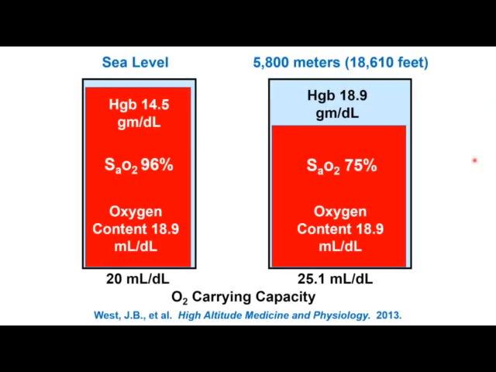So this just gives you an idea of what's going on. At sea level, we have a hemoglobin of 14.5 grams per deciliter, a saturation of 96%, and the oxygen content is about 18.9 mLs of oxygen per deciliter. Oxygen carrying capacity then is about 20. For 5,800 meters, which is 18,000 feet, the saturation is only 75%, but the hemoglobin is much greater. So it turns out the oxygen content is about the same, 18.9. So basically, one protects or preserves oxygen content even with a falling saturation by increasing hemoglobin.